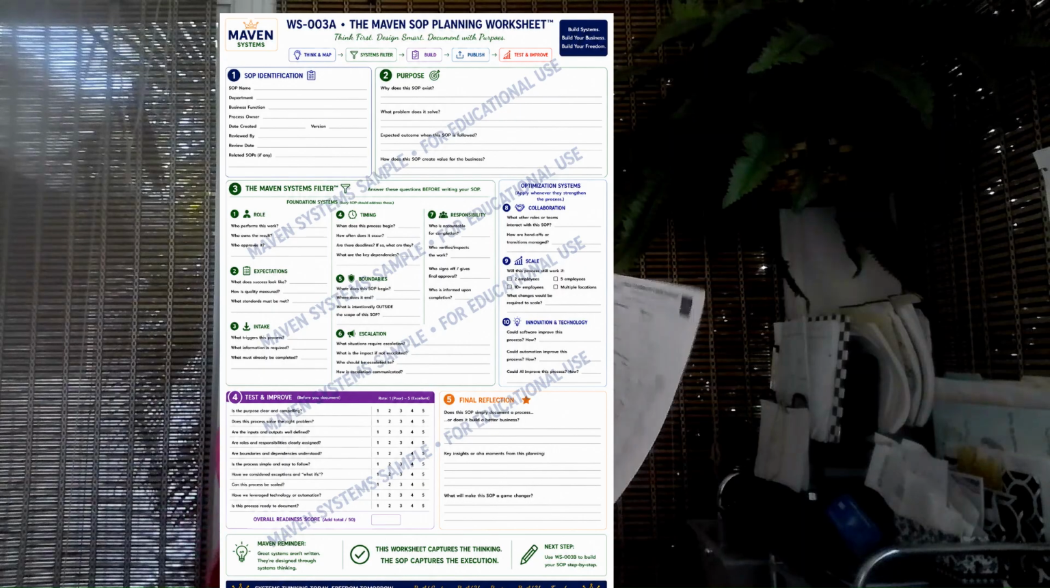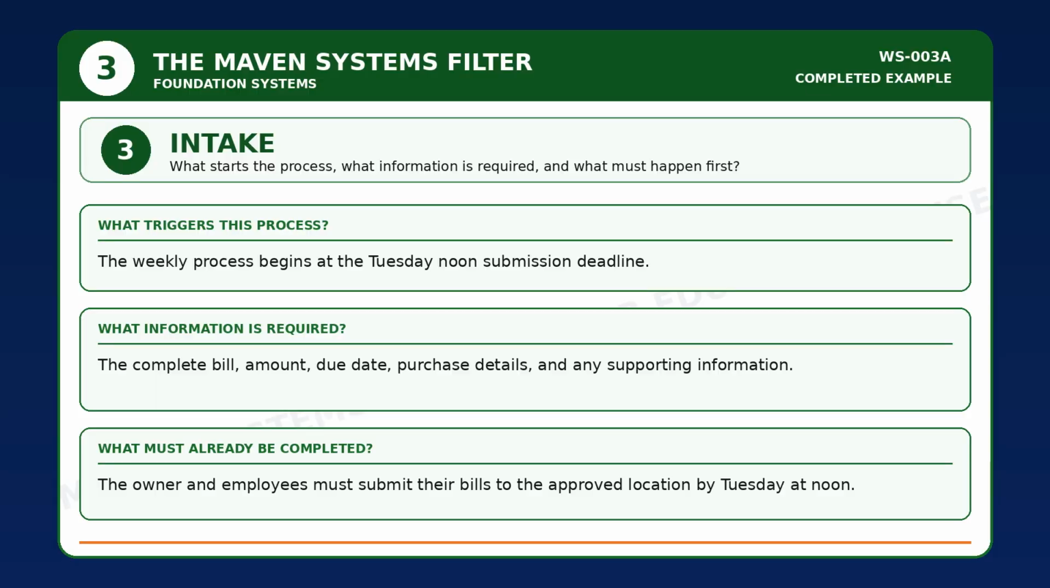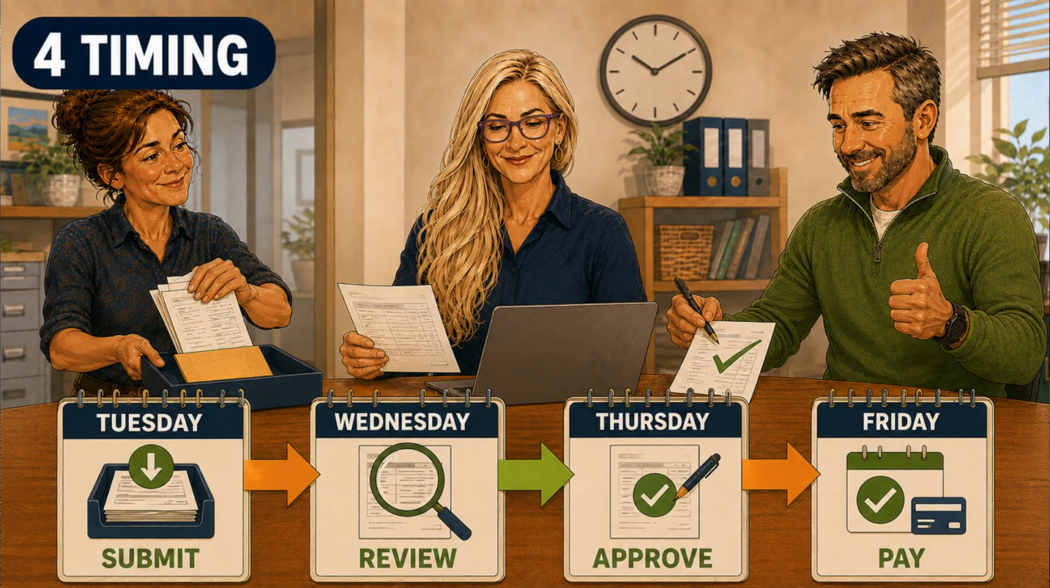So on our form, we write, what triggers the process? The Tuesday noon deadline. What information is required? The complete bill, amount, due date, purchase details, and any supporting information. What must already be completed? The owner and employees must submit their bills to the approved location. We now have created one front door for the process, and that alone is going to prevent a lot of bills from getting lost.